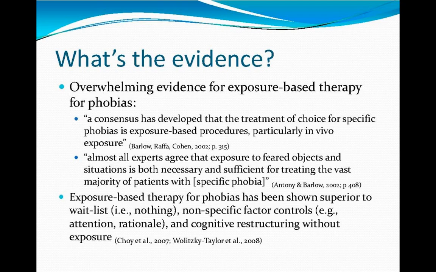It's better than nothing. If you compare children who get some type of exposure-based therapy for phobias versus waitlist, it does better. It also does better than more sophisticated control groups. So if you control for just getting attention, or if you control for some other type of intervention, such as cognitive restructuring or just cognitive therapy, exposure tends to do better for focal fears. So there's great evidence for phobias with focal fears.